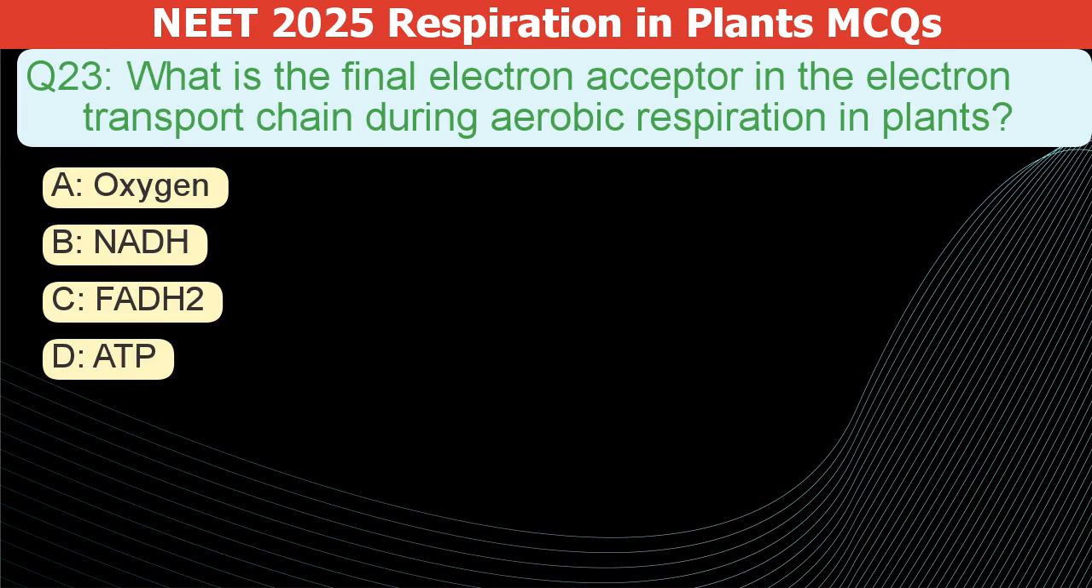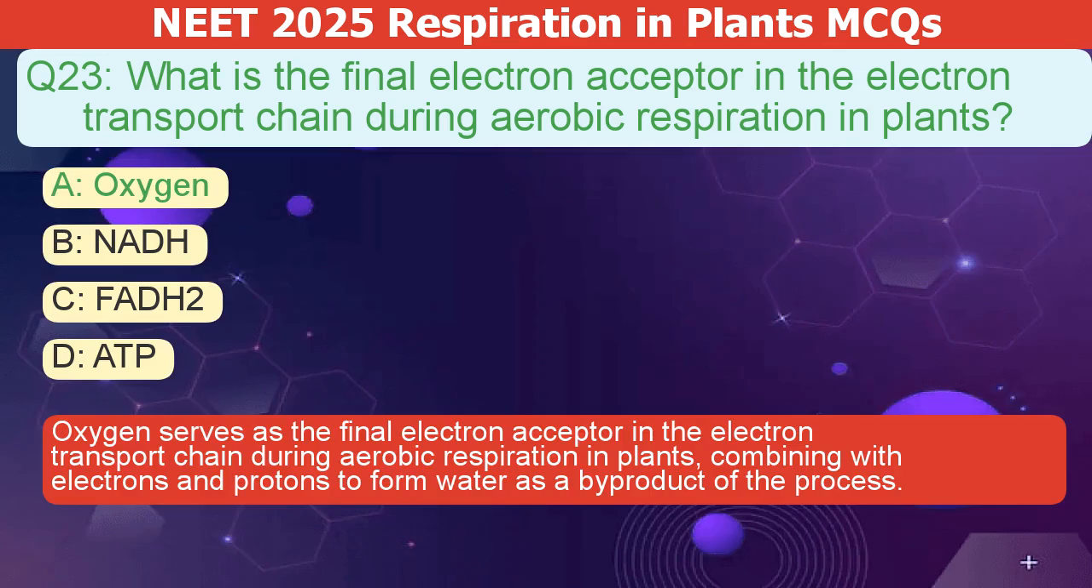What is the final electron acceptor in the electron transport chain during aerobic respiration in plants? A. Oxygen. B. NAD. C. FADH2. D. ATP. The correct answer is A. Oxygen serves as the final electron acceptor in the electron transport chain during aerobic respiration in plants, combining with electrons and protons to form water as a byproduct.